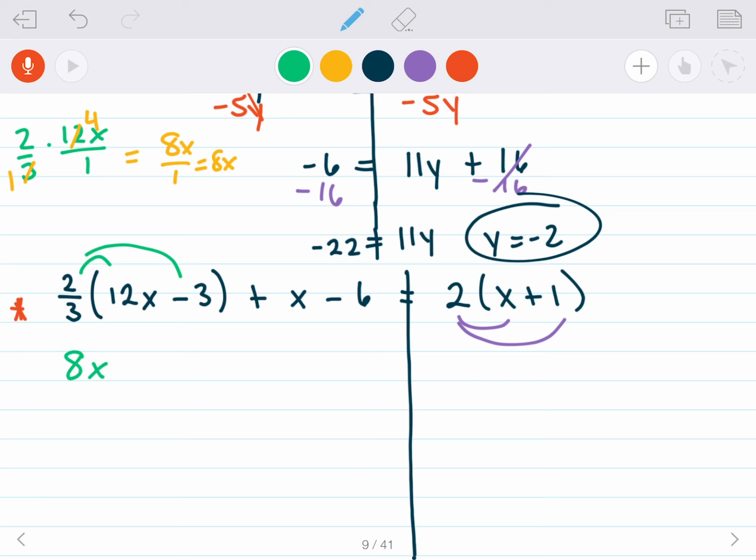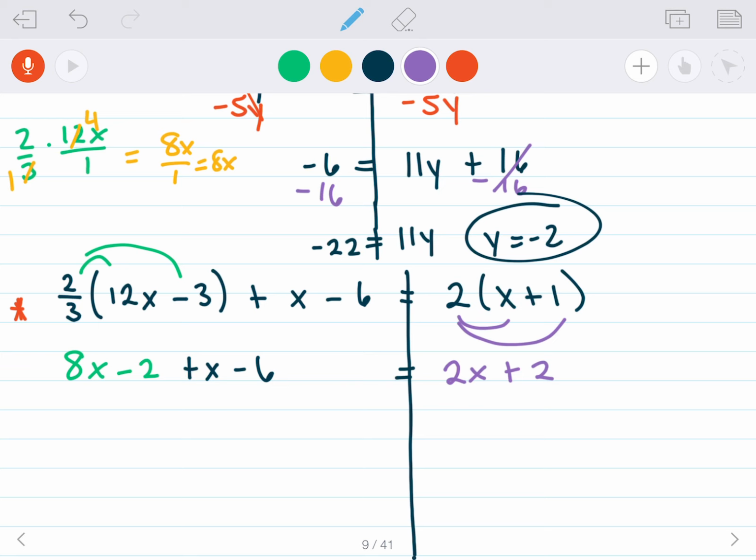Now 2/3 times negative 3 just becomes negative 2, right? Because 2/3 times negative 3 over 1. Cross simplify. 3 goes into itself once. It goes into itself once. Multiply straight across to give me negative 2 over 1 is negative 2. Okay. Alright, so that's that. Plus x minus 6 equals, now on the right side, I can get rid of the parentheses by distributing. 2 times x is 2x. 2 times positive 1 is positive 2.